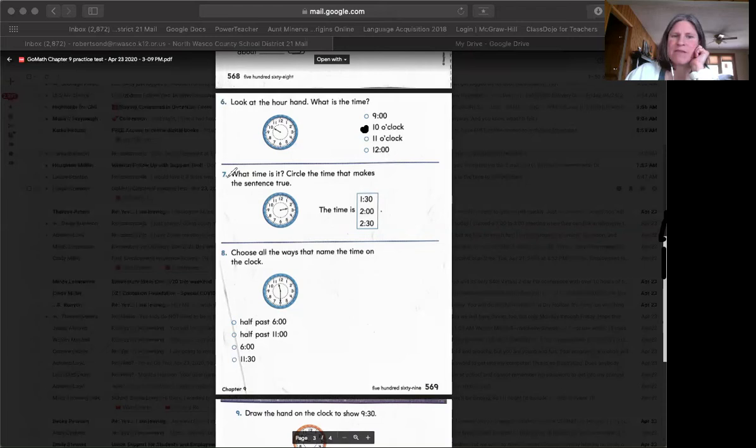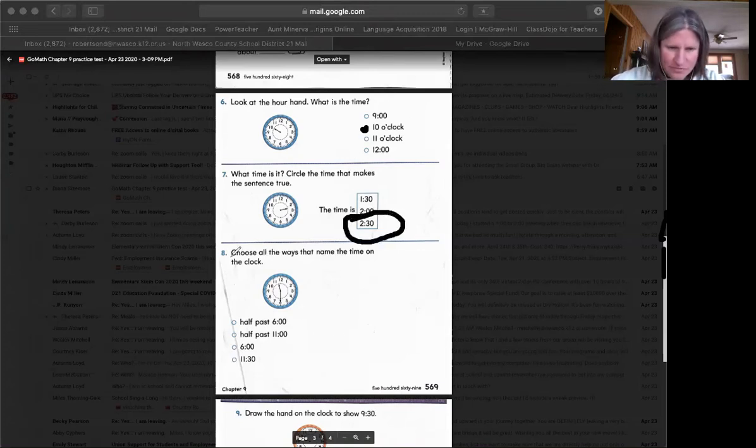Okay, number 7, what time is it? Circle the time that makes the sentence true. So what we're looking for is if the hour hand is pointing at a number or in between two numbers. What do you think? Yeah, it's in between two numbers. So it is in between the 2 and the 3. So that means it's after 2, but it's before 3 o'clock. So the one that is after 2, but before 3 is 2:30.